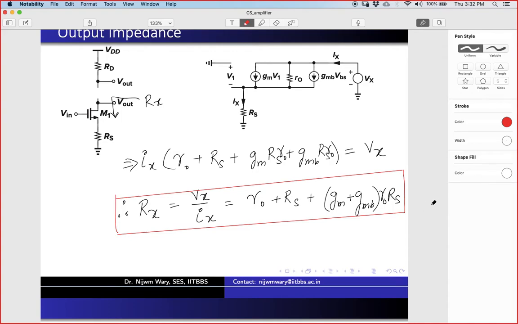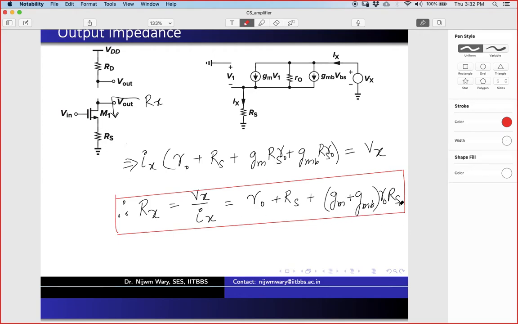So what it means is, if I have this kind of configuration, the impedance looking into this point is Rho plus Rs plus Gm plus Gmb into Rho Rs. So this is a very significant conclusion. Why? Because the impedance here is quite high. You see, I am having Gm and Ro into Rs, right? If this Rs is a large value, right? We'll see later on that in some cases Rs can be made the same as Ro if I am implementing a current source here.